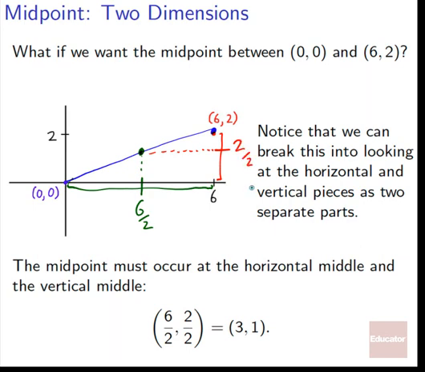So our location that's going to be halfway between them will be half of our horizontal distance and half of our vertical distance, 6 over 2, comma 2 over 2, or 3, comma 1. The midpoint is going to occur at the horizontal middle and the vertical middle put together into a single point.